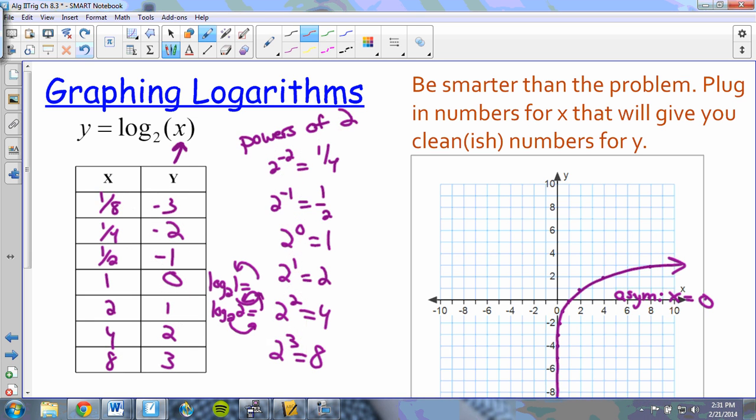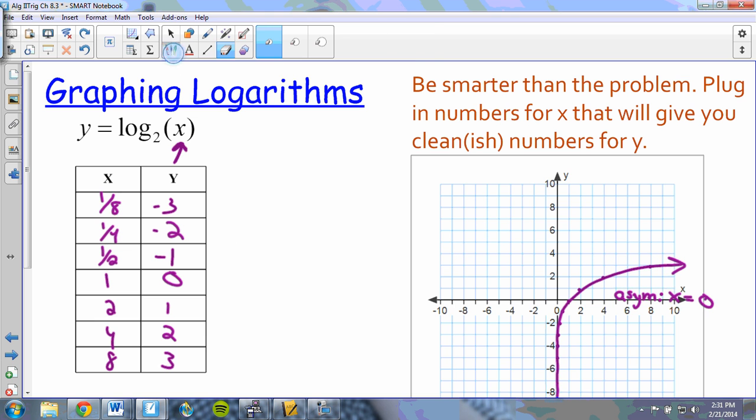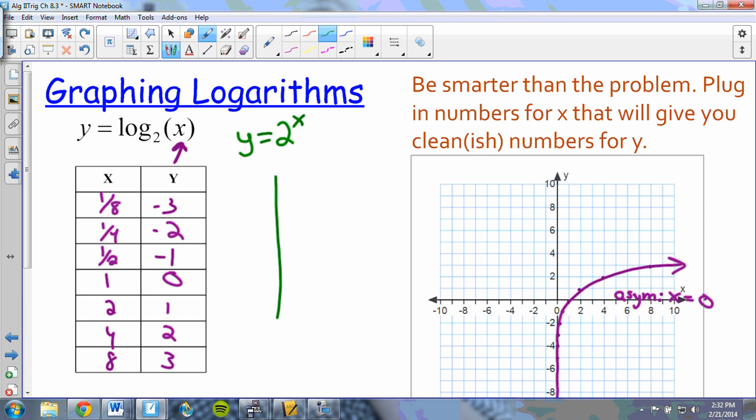At the same time, on this same graph, I'm going to graph y equals 2 to the x. I'm going to erase all this now. Y equals 2 to the x, just so you can kind of see how these compare to each other. So in purple was the log, in green will be the exponential. I plug in numbers from -3 to 3. I get out an eighth, a quarter, a half, 1, 2, 4, 8.